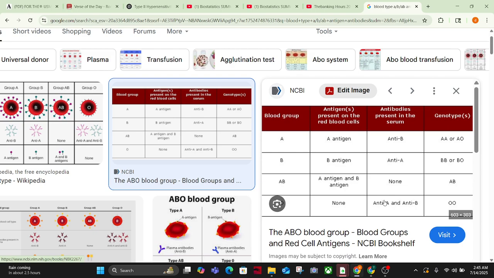So if someone has anti-A antibodies, their blood type is what? Type B. And what antigen will they have? B antigen. If someone has anti-B antibodies, what blood type are they? Their blood type will be A, and the patient will have A antigen. Okay, we're done that. Next.